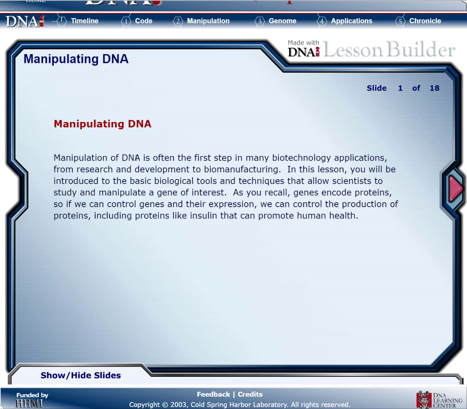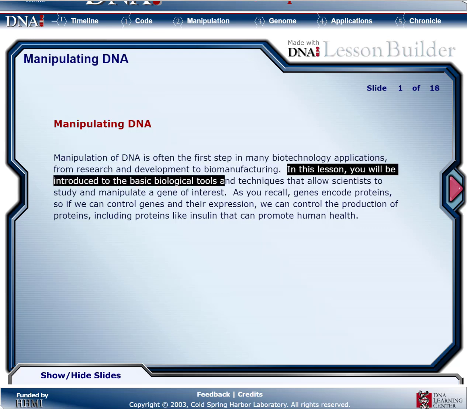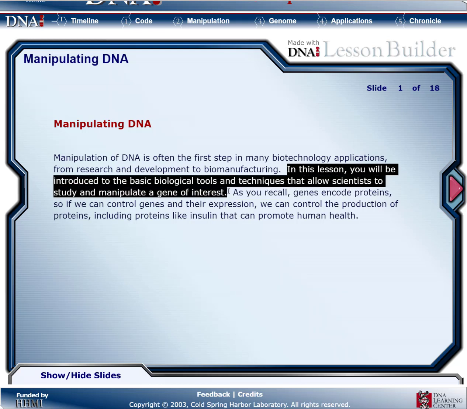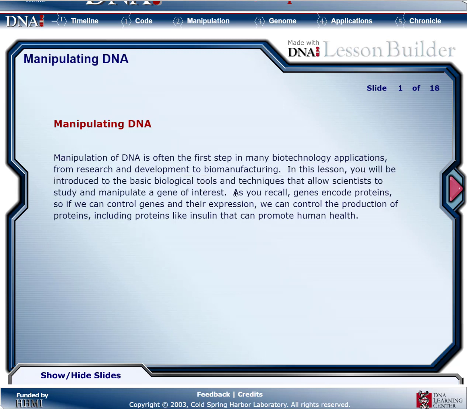So we first begin manipulating DNA. The manipulation of DNA is often the first step in many biotechnology applications, from research and development to biomanufacturing. In this lesson, we'll be introduced to the basic biological tools and techniques that allow scientists to study and manipulate a gene of interest. As you recall, genes encode proteins, so if we control genes and their expression, we can control the production of proteins, including proteins like insulin that can promote human health.